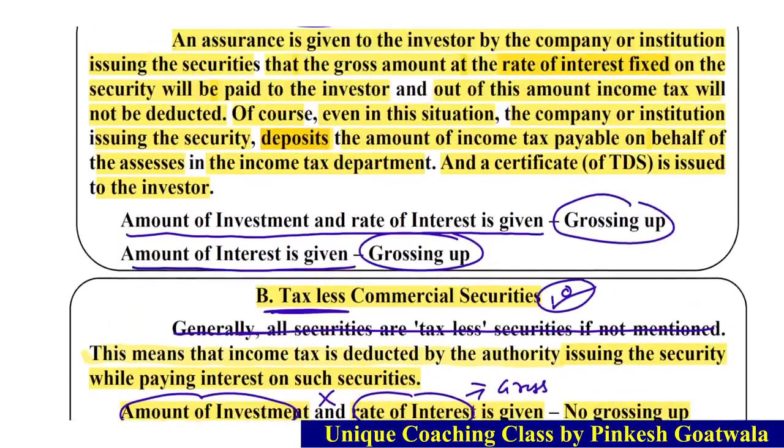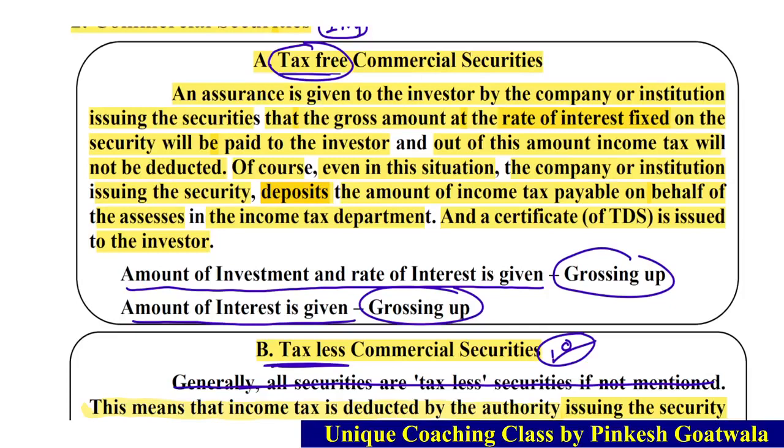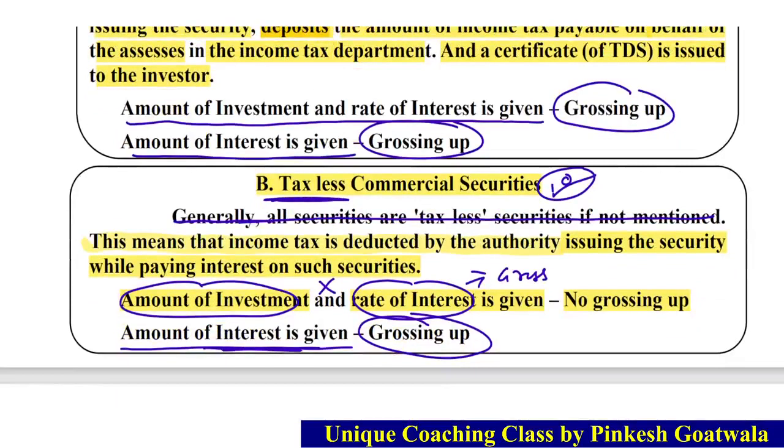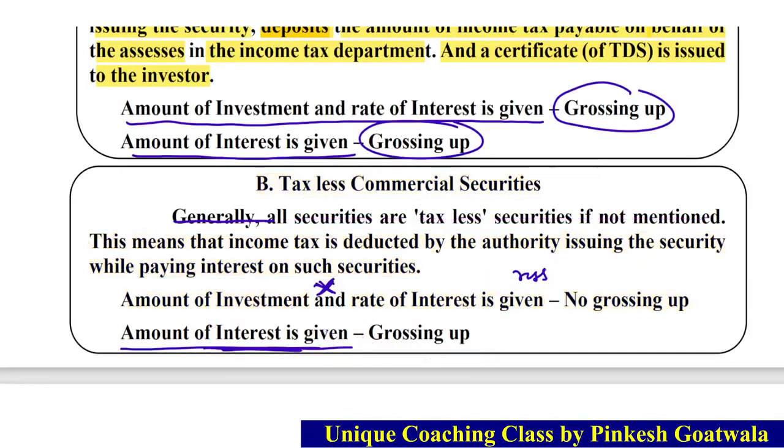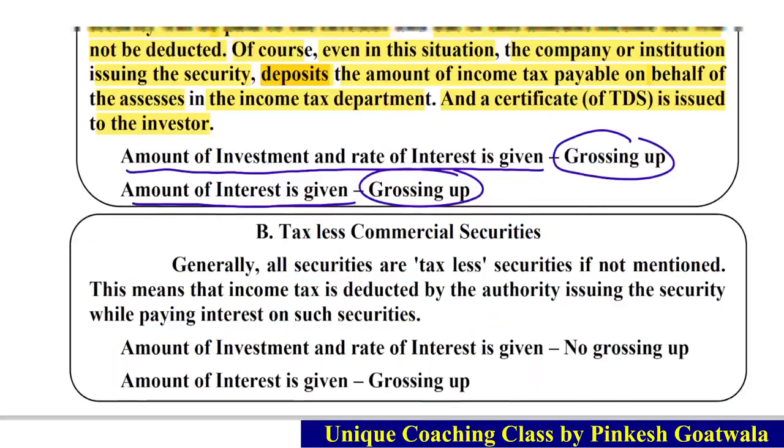So we have to gross up in both cases. So remember these rules. Okay, in case of tax free commercial security you have to gross up in every case, simple language. And in case of tax less, so what you have to do? Remember, if amount of investment and rate of interest is given, directly multiply with that percentage, you will get the gross amount, no grossing up. But the amount of interest is given, then you have to gross up. Clear? Now the last point is that in a question, how can we know that the security is given is tax free or tax less?